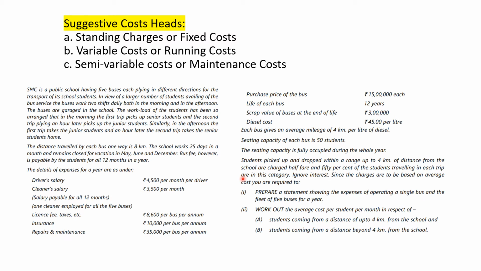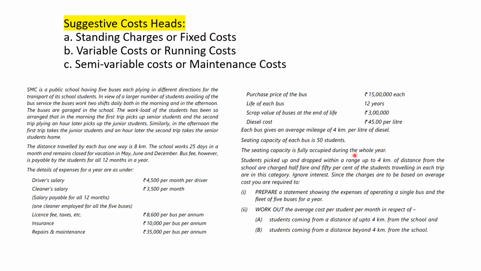Otherwise, even a single mistake will take all the calculations in a wrong way. They are asking us to calculate the cost of operating 5 buses per year, and a single bus also. Single bus, what is the cost per year, and 5 buses, what is the cost per year. The second question is, work out the average cost per student per month in respect of students coming from a distance of 4 kilometers from the school and students coming from a distance beyond 4 kilometers.